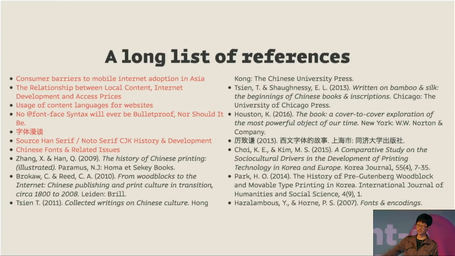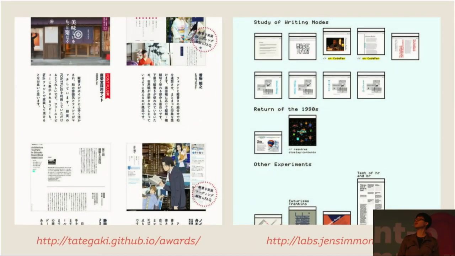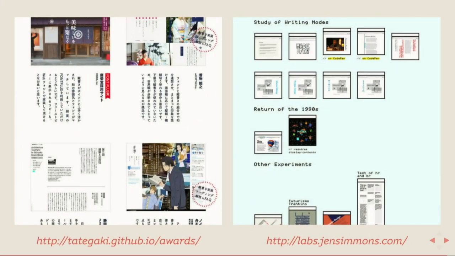So here is a long list of resources I referred to when preparing this talk, and I'll share the slides for anybody who's interested. If you need inspiration for vertical layouts, the Tateyoko Web Awards site has a very nice list. Now, my friend Jen Simmons also has an experimental layout lab where she showcases all the different things that are now possible with modern CSS.